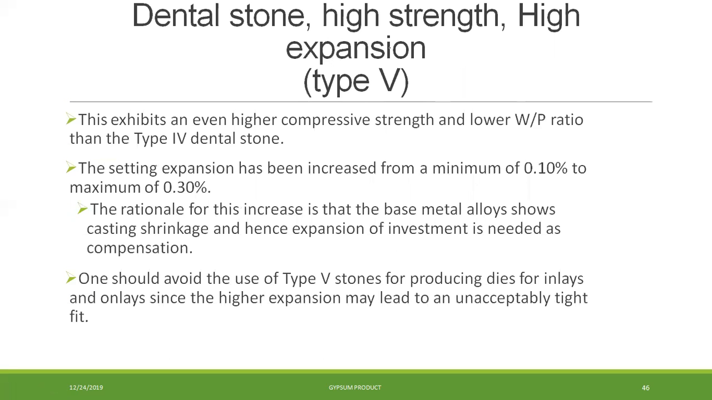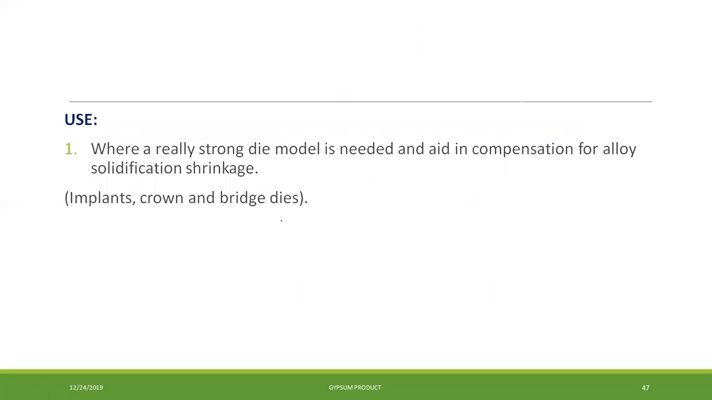Then come to type 5, which is also called high strength, high expansion stone. Higher compressive strength with lower water powder ratio than type 4. So the setting expansion has been increased from minimum 0.10 to 0.30. The rationale for this increase is that the base metal alloys show casting shrinkage, and hence expansion of the investment is needed as compensation. One should avoid the use of type 5 stone for producing dies for inlays, since the higher expansion may lead to an unacceptably tight fit, as there is dimensional change with high expansion. So they are mainly used for investments.